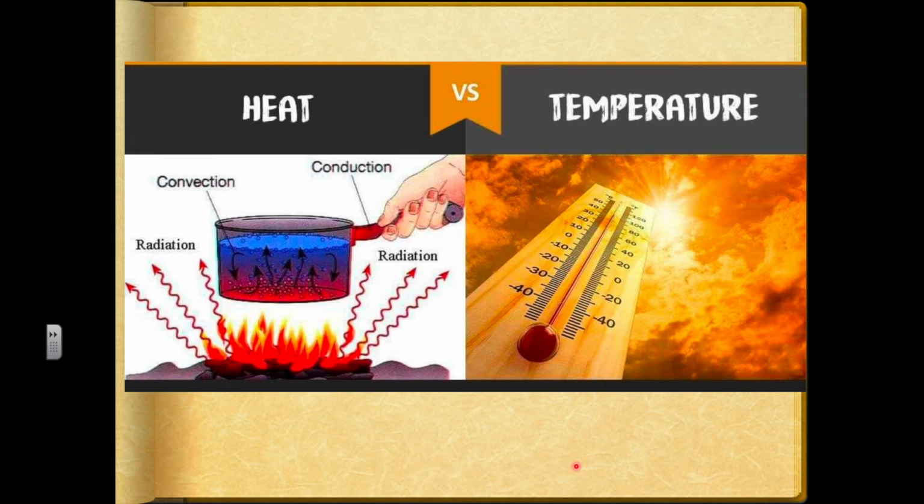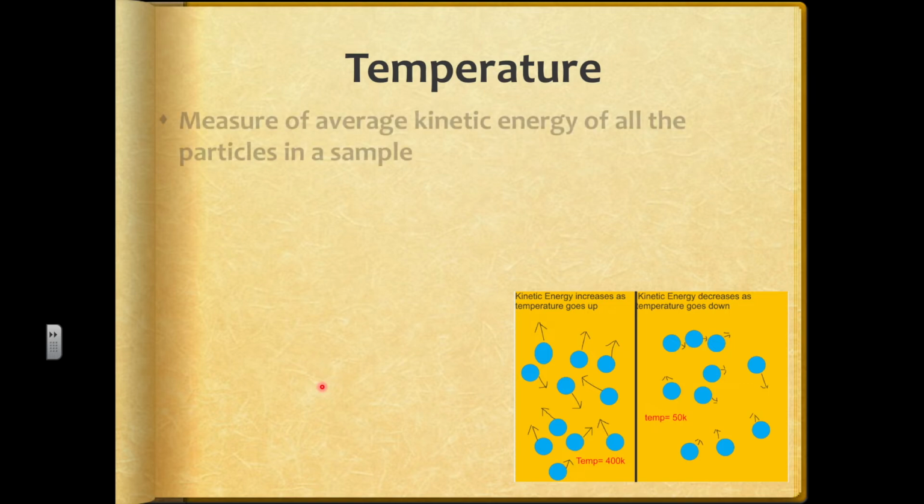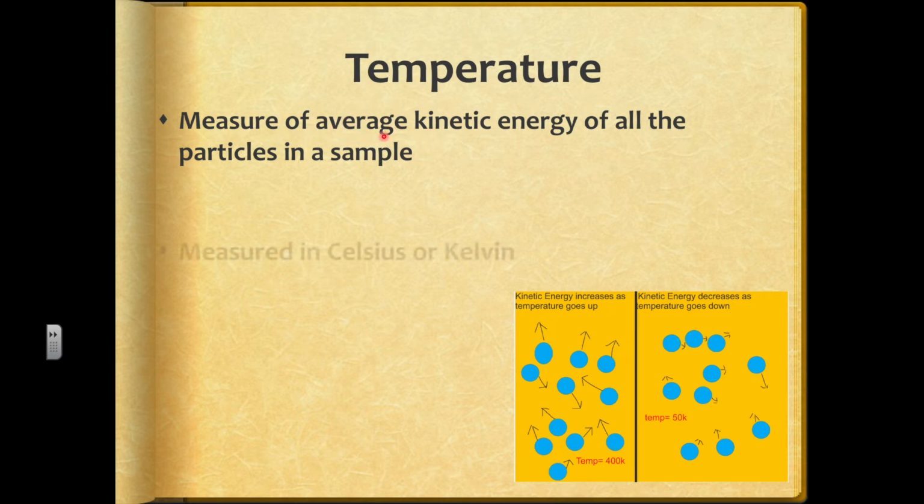They are very high temperature, but they have very little heat. So temperature is defined as the measure of average kinetic energies. Now notice I said average kinetic energy of the particles. It is measured in Celsius or Kelvin, and it's basically the motion of the molecules.